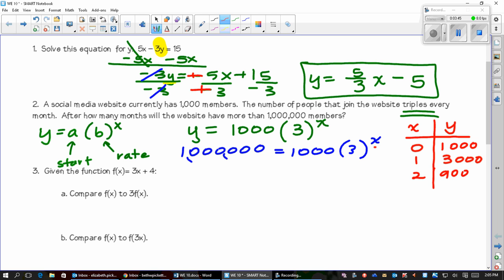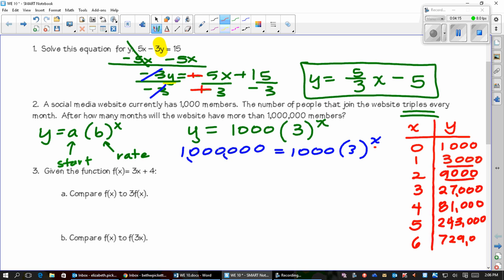Or you could just remember that what I'm doing each time is taking the previous amount and tripling it, multiplying it by 3. Let's keep going. I'm going to multiply this by 3. It'll give me 27,000 members, 4 months. 81,000. Okay, we're getting closer. 5 months. 243,000. 6 months. Triple it again. 729,000. Okay, now I'm going to have to go to my calculator for this one.